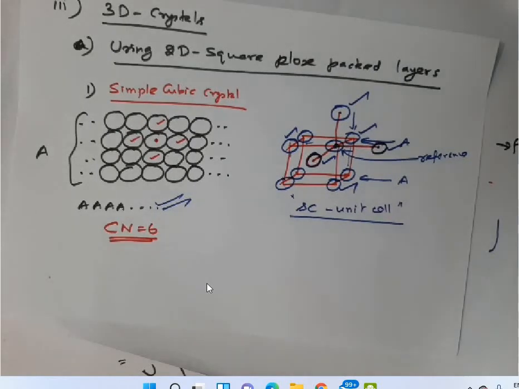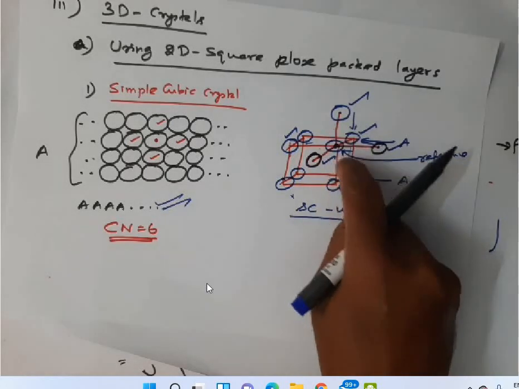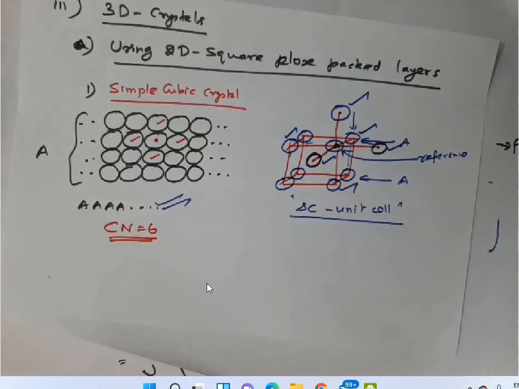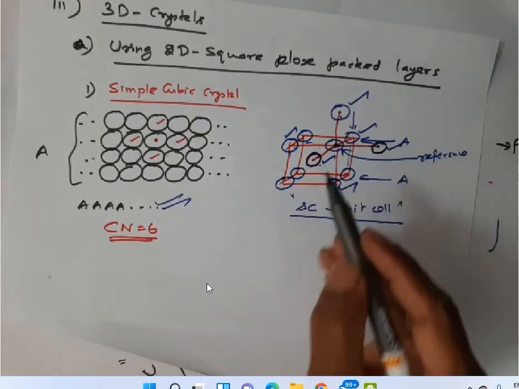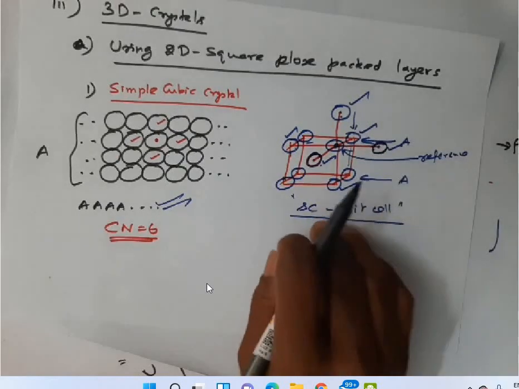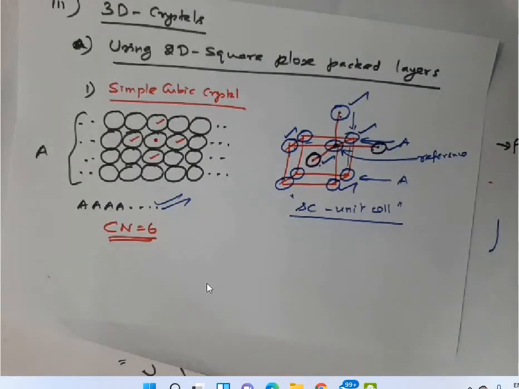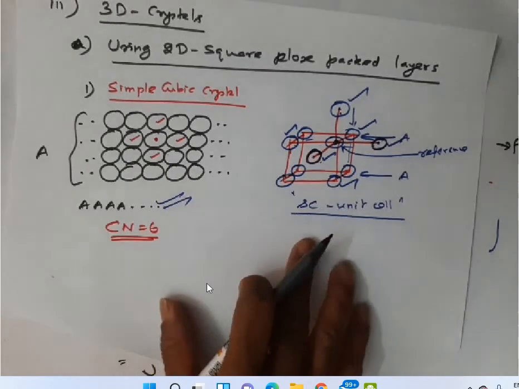Are you able to follow now? What is the coordination number? Actually, these atoms are touching each other. When we draw the unit cell, it is drawn with a longer distance, but in the real crystal they are touching each other, okay? Therefore, these four atoms, the top atom and the bottom atom are all touching the reference atom. Therefore, coordination number is 6. Take it down: coordination number is 6 in this case.